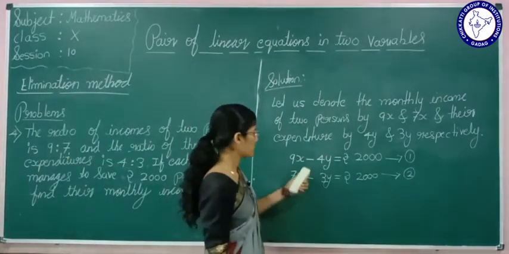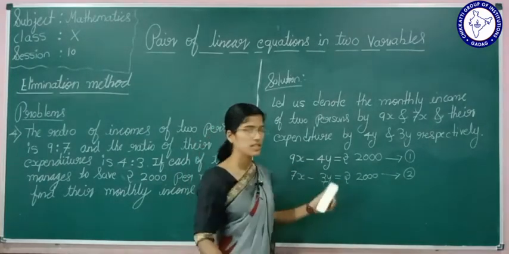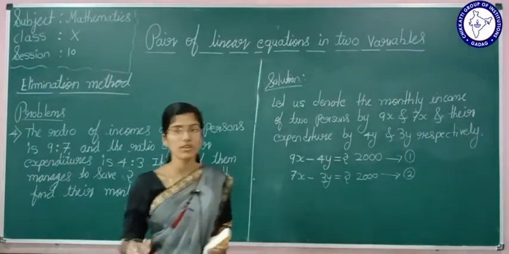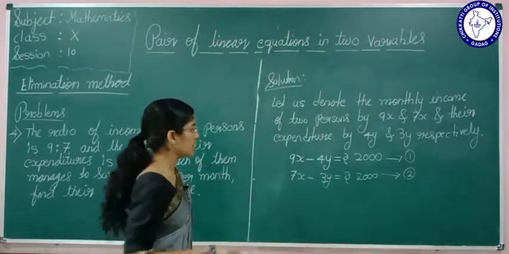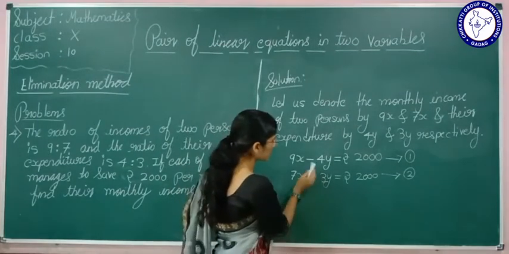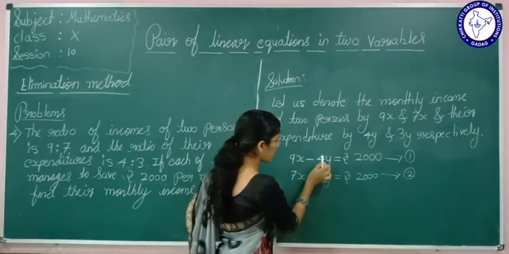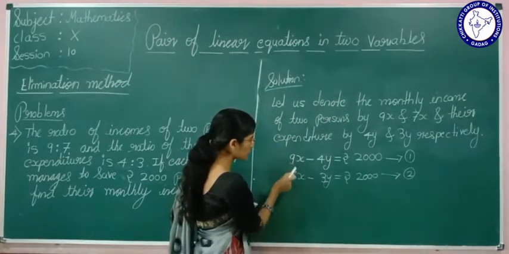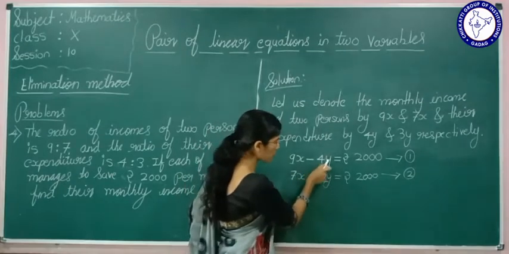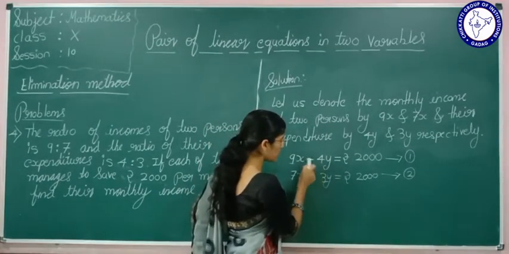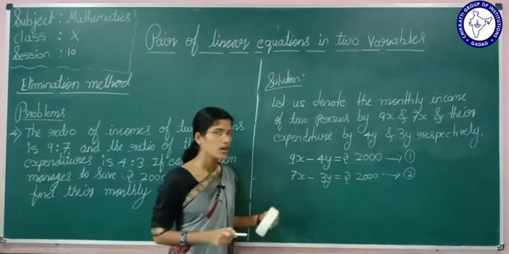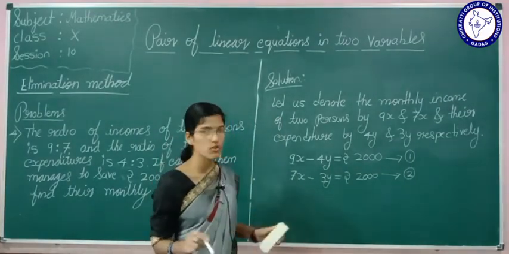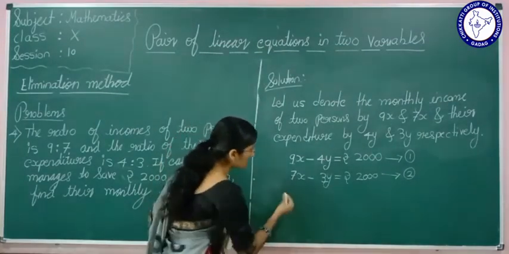Now you know how to solve these equations by the elimination method, yes or no? We are going to eliminate one variable. As I told, the step is to eliminate any one variable. Suppose you want to eliminate x, the coefficient of x should be the same. Suppose you want to eliminate y, the coefficients of y should be the same. Now I am going to eliminate y only. It's your wish how you want to do it.